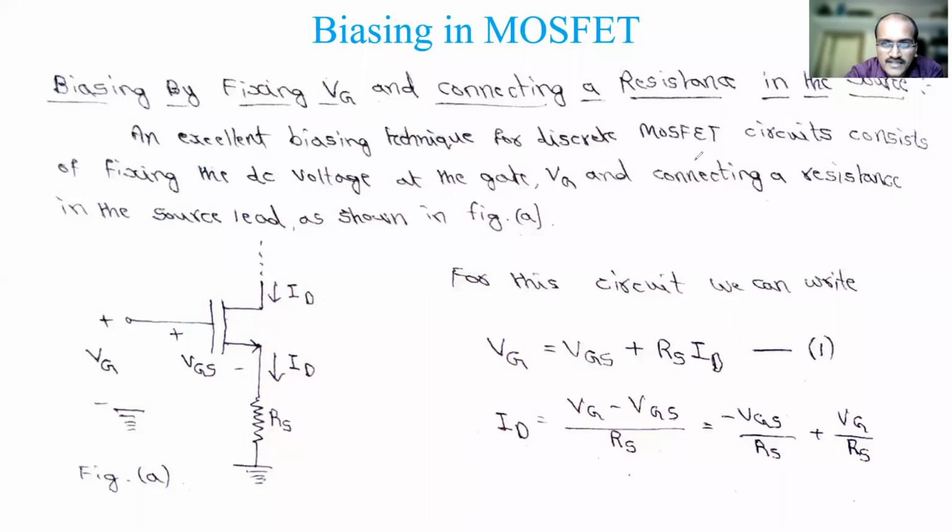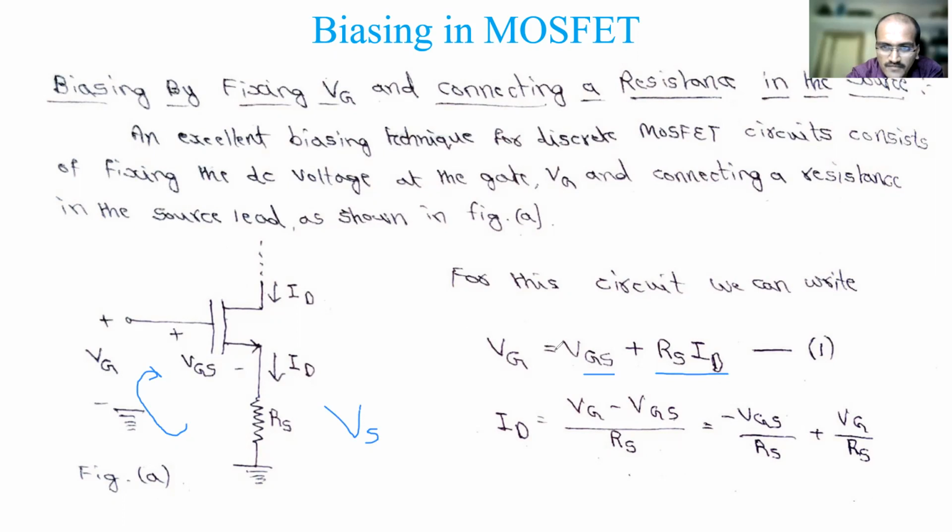An excellent biasing technique for discrete MOSFET circuits consists of fixing the DC voltage at the gate, VG, and connecting a resistance in the source lead. For this circuit, if we write the KVL only here, you have VG applied, then the gate to source voltage VGS exists, and then this voltage drop, sometimes called VS, the voltage across the source, given by Ohm's law as RS into ID. So that is RS into ID.